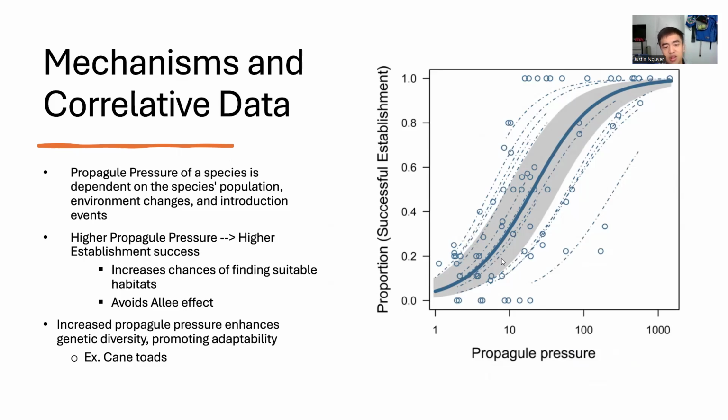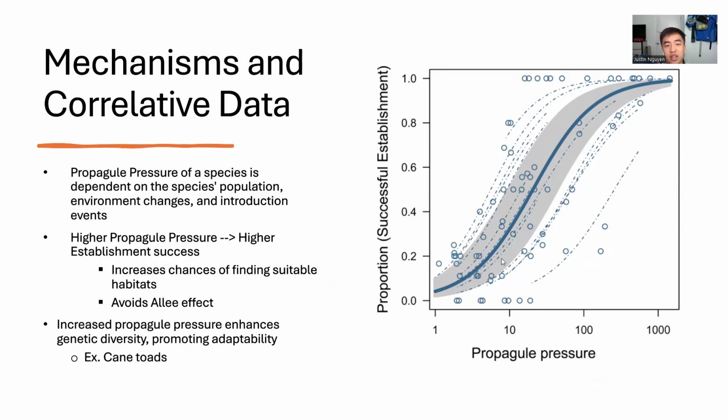This also helps the species avoid what's known as the Allee effect, a phenomenon where small population sizes lead to difficulties in finding mates, resulting in lower survival rates. High propagule pressure minimizes this Allee effect as it increases the population size and reproduction success right from the start. In fact, higher propagule pressure can also increase the genetic diversity of a species.